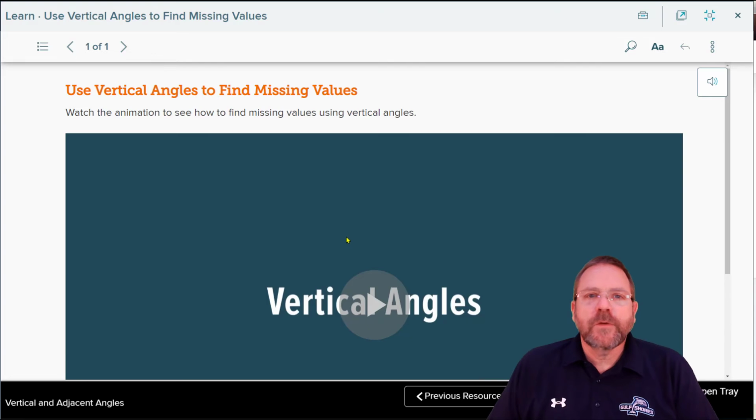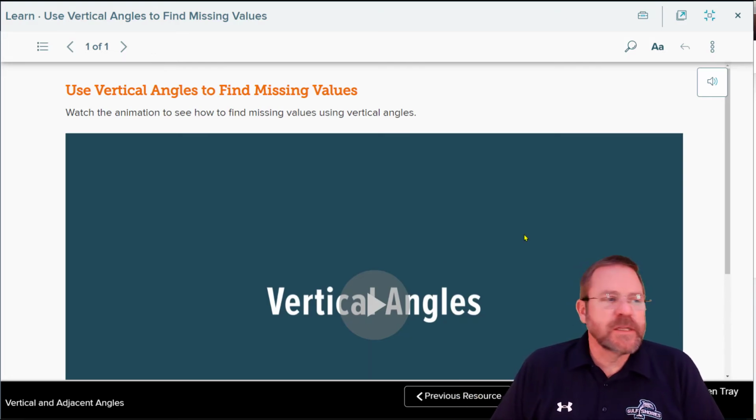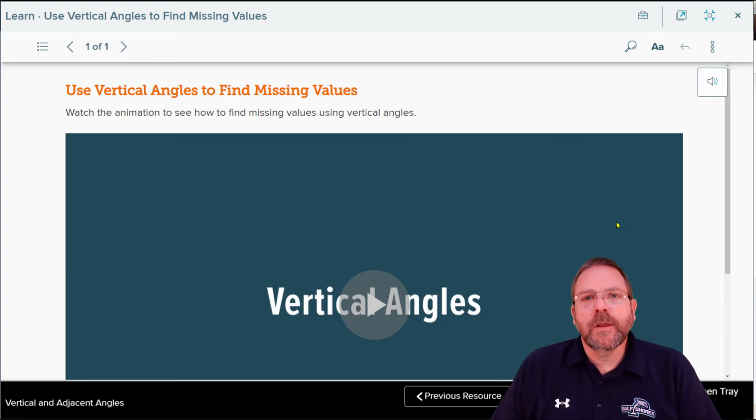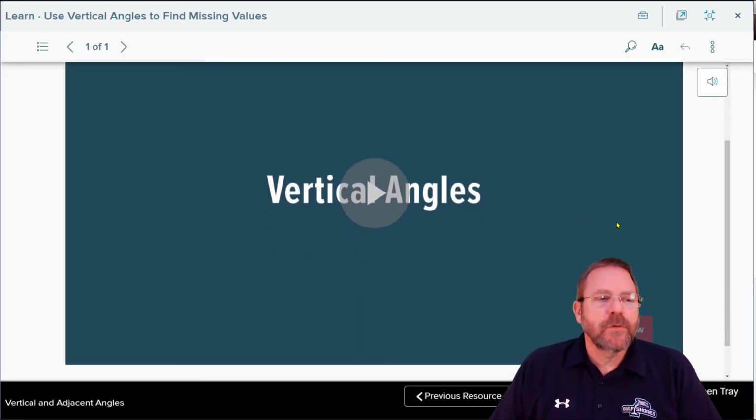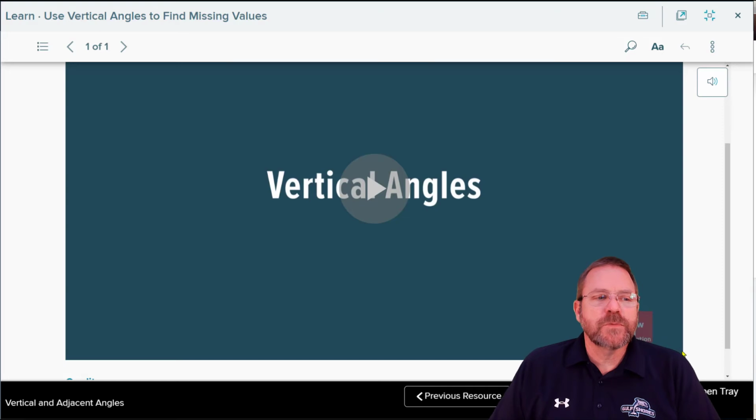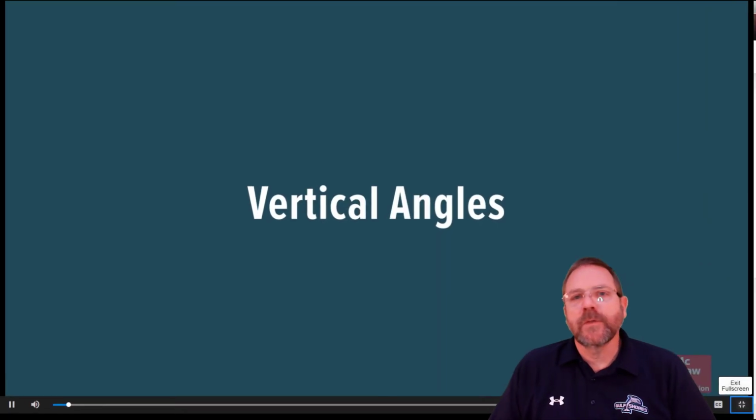And now is where things start getting a little bit fun, and it's going to require you to understand these concepts. We're going to use the vertical angles and adjacent angles to find the missing measures, and we got a video to tell us how to do that.